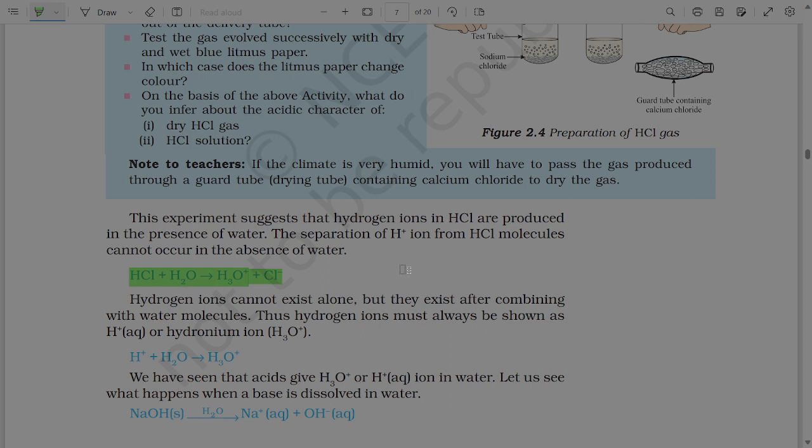So here, what happens is that H plus ions combine with water to produce H3O plus.